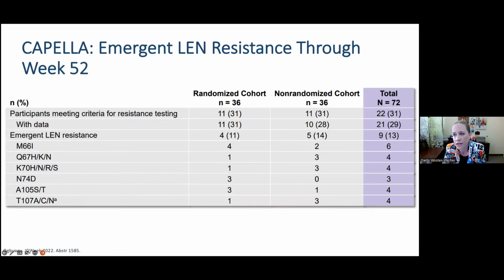So 2 of them had a change in their optimized background regimen at that time. 2 of them continued on the same optimized background regimen, but nice to see that those patients went on to suppress. But resistance does and can occur, with the M66I mutation being the most common.